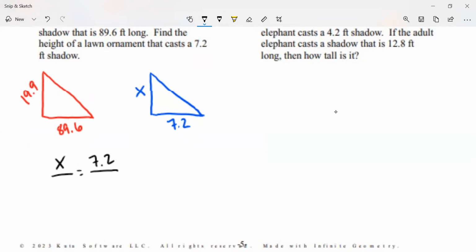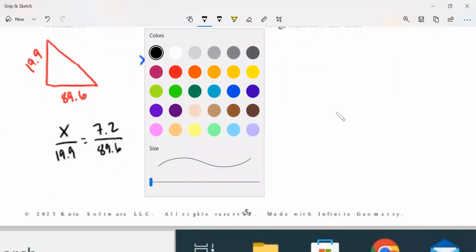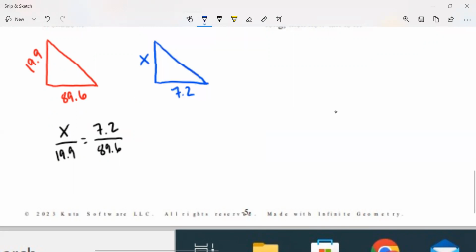Now, X is the height of what I'm solving for, in this case, a lawn ornament. From the red triangle, the height is 19.9. So I'm just going to put 19.9 with X, and 7.2 goes with 89.6. And I'm going to cross multiply it. I know my answer is what I have to round to the nearest tenth, my answer, but not my work. So let me cross multiply.